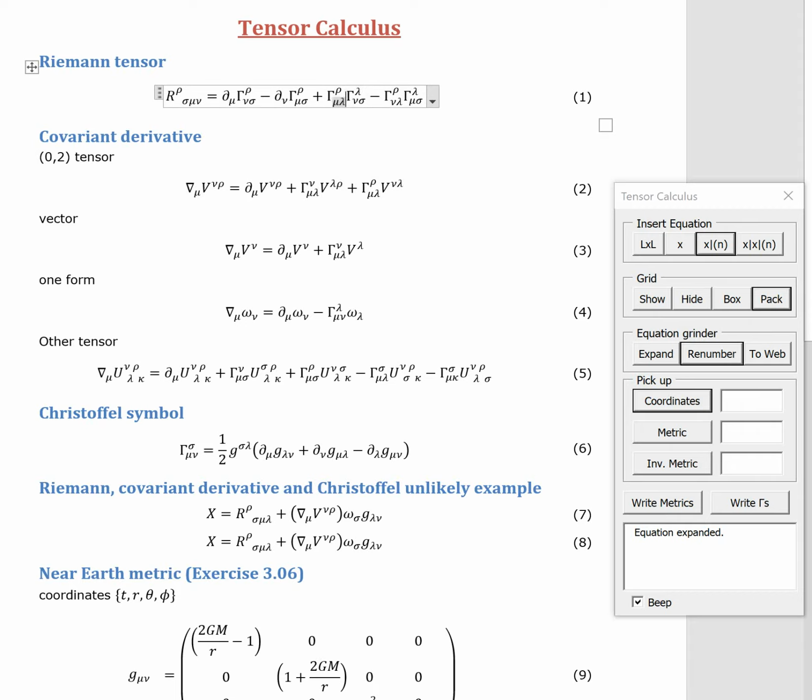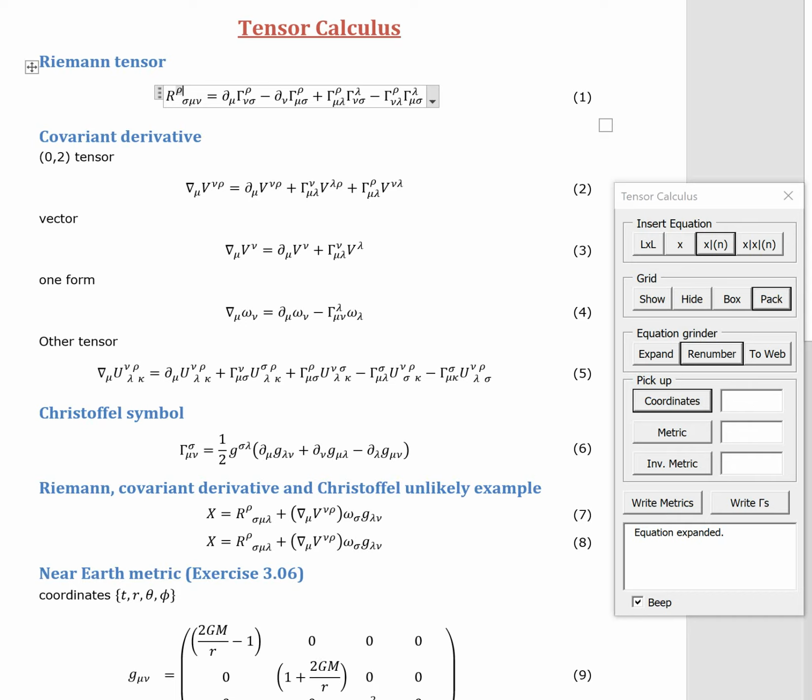This lambda here is what we call a dummy variable, and that means you're summing over those, summing over lambda. And in each of these you have dummy indices being introduced.